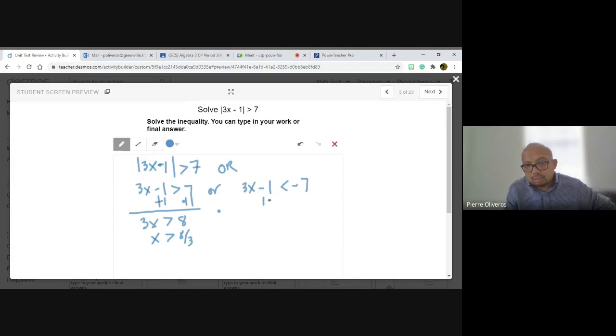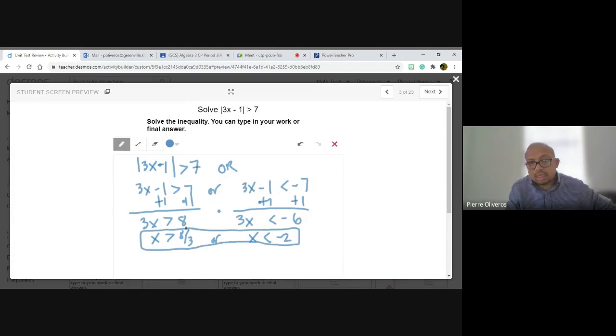Or plus 1 here, plus 1 there. 3x is less than negative 6. Divide by 3, x is less than negative 2. So the answer is right here: everything that is bigger than 8 over 3 or less than negative 2.